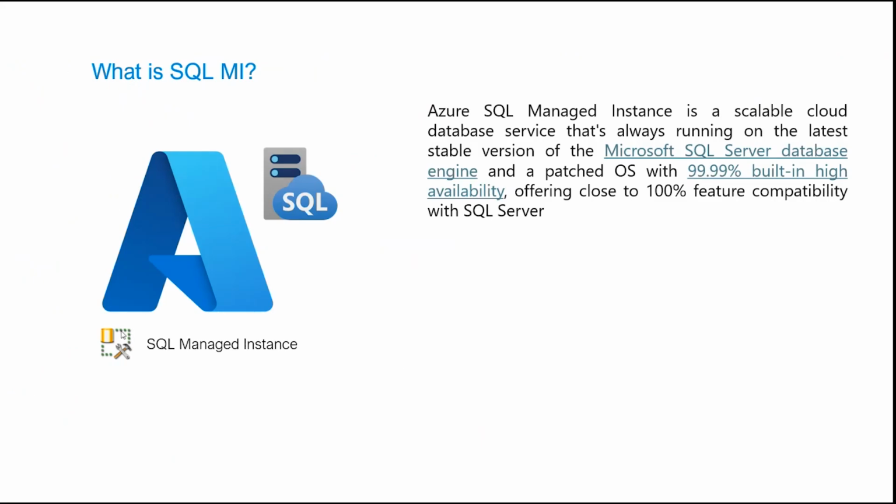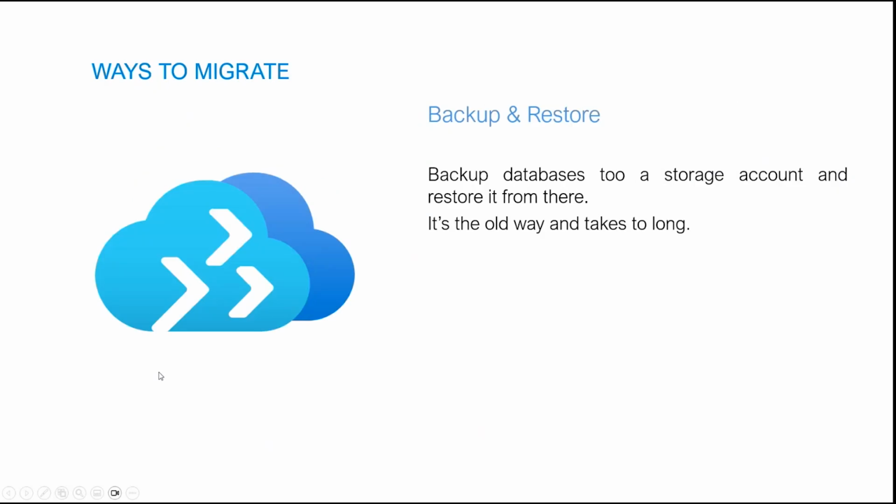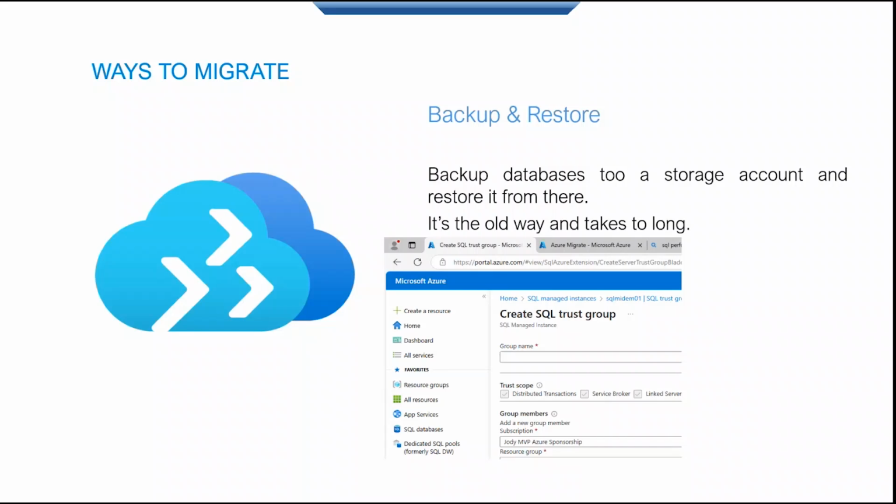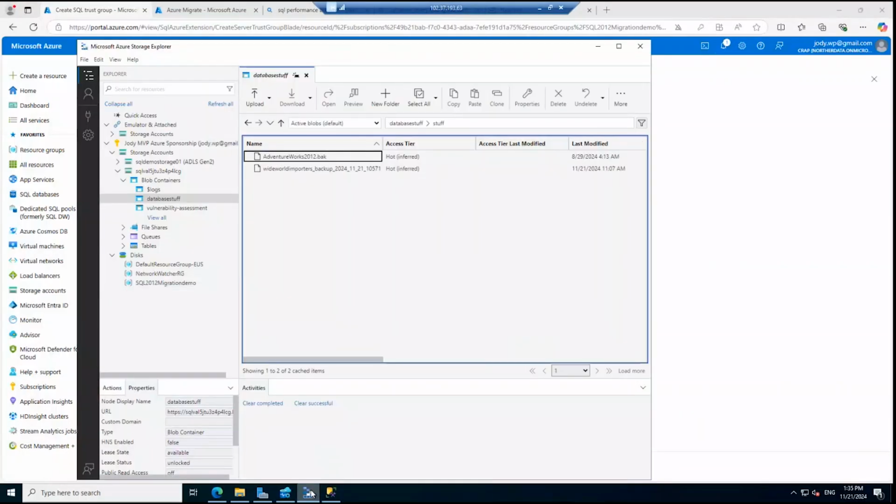So let's go back to this. Okay, so ways to migrate from your on-prem server to SQL Managed Instance. There's the old proven way, which is backup and restore. That's if you've got loads of time on your hands. You'll essentially dump your SQL server databases and then restore them within SQL.